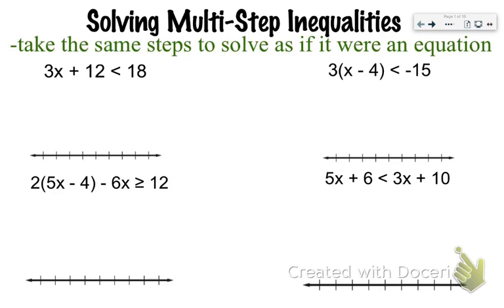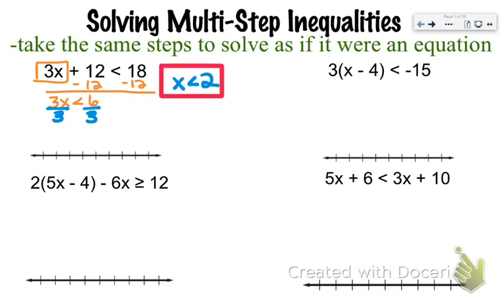So for our first problem, if we had 3x plus 12 is less than 18, our first step would definitely be to isolate the x term and subtract 12 from both sides. We end up with 3x is less than 6, and then to get x by itself, divide both sides by 3 to get x is less than 2. So when we graph, we need an open circle at 2 and an arrow going to the left.